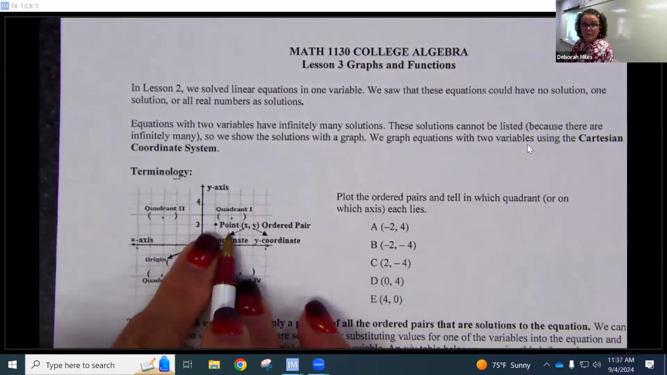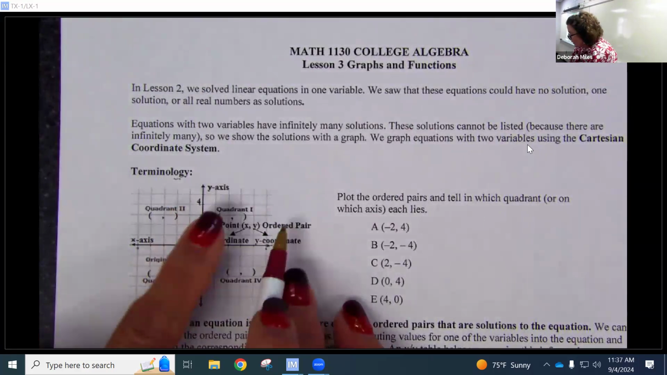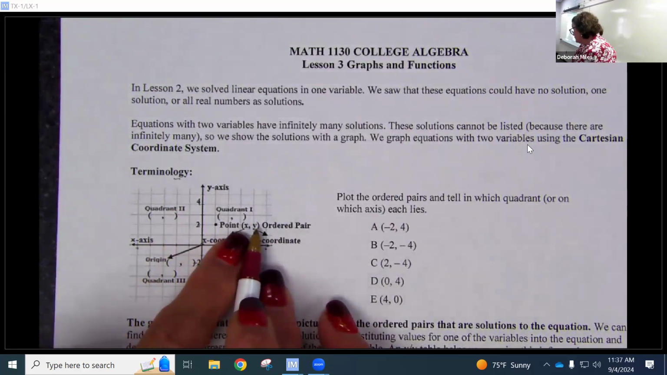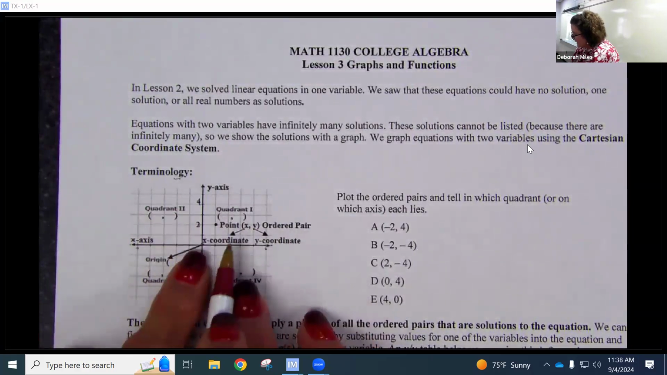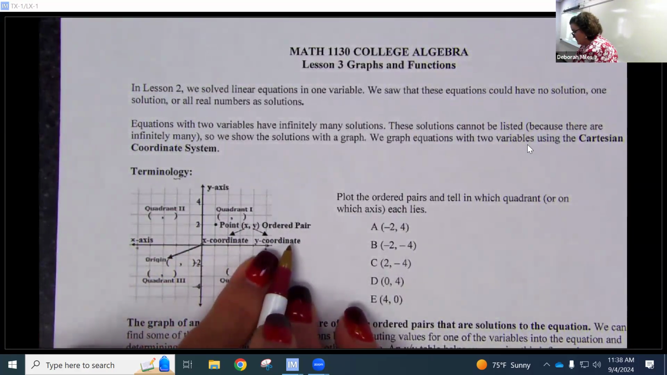Any point is named with an ordered pair. An ordered pair consists of 2 numbers in parentheses separated by a comma. And you call the first number the X coordinate, second number the Y coordinate.